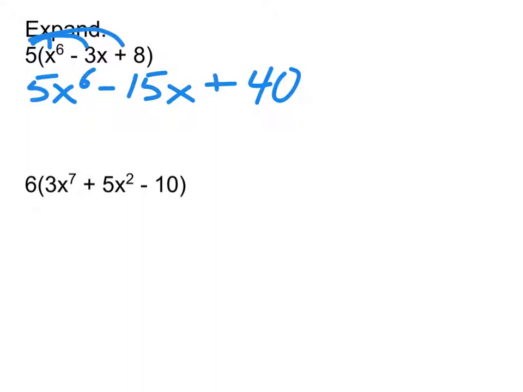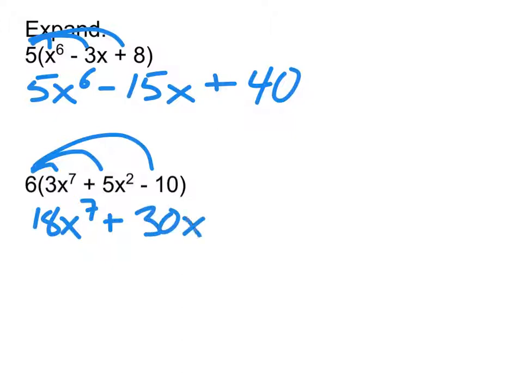Now, repeat the process with the second. In this case, I'm multiplying this 6 by all 3 terms. So 6 times 3 is 18. So that's 18x to the 7th. Plus 6 times 5 is 30. So 30x squared. Minus, and then 6 times 10 gives me 60.